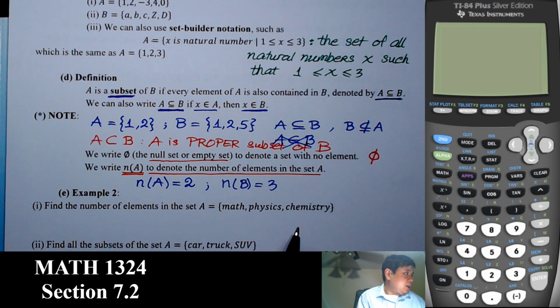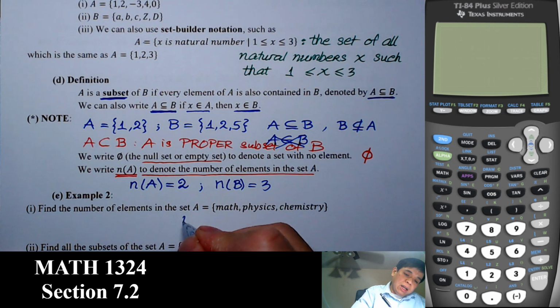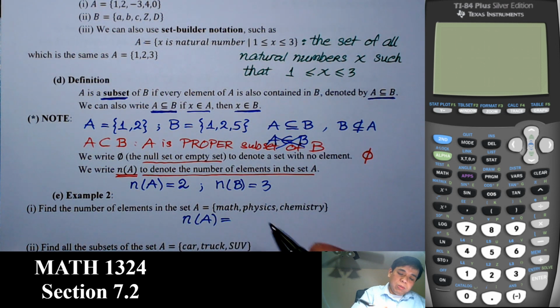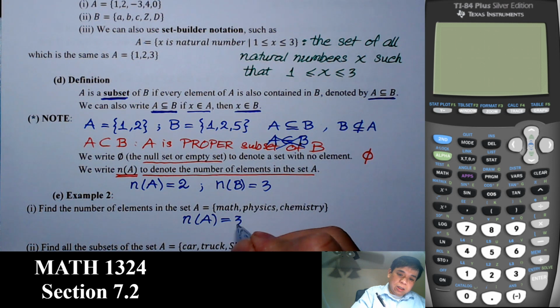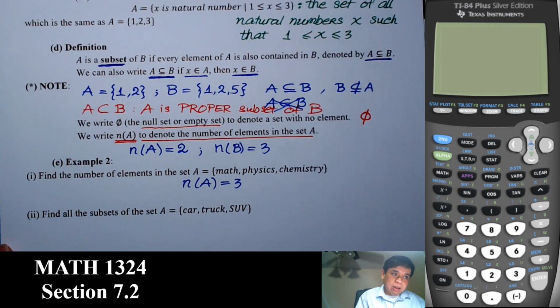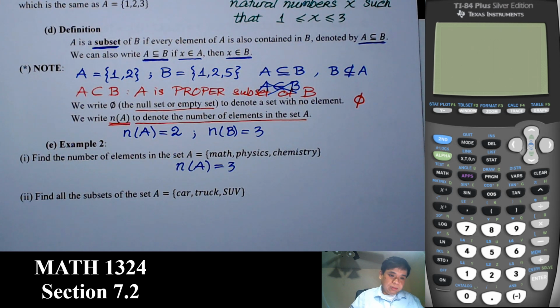Here are some examples. Find the number of elements in the set A. So n of A is equal to 3: 1, 2, 3 elements. Right, next is more difficult now. Find all the subsets of A.